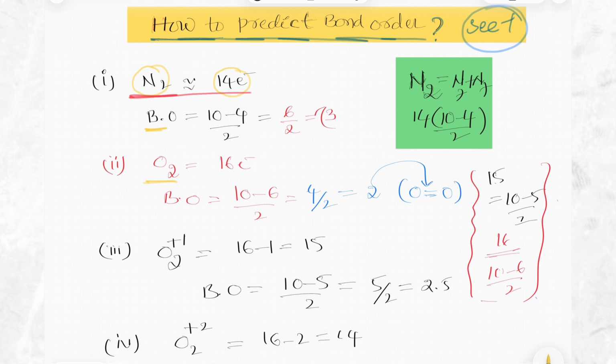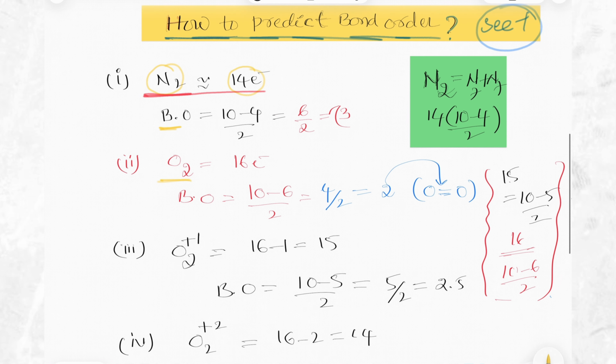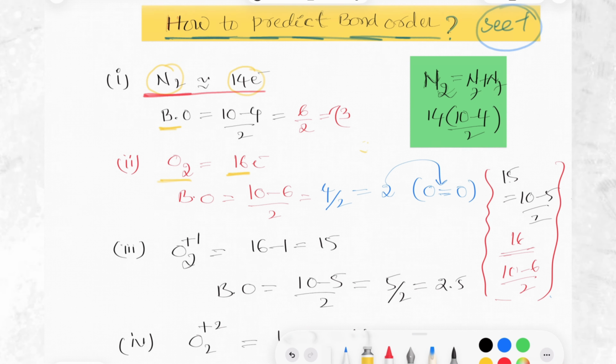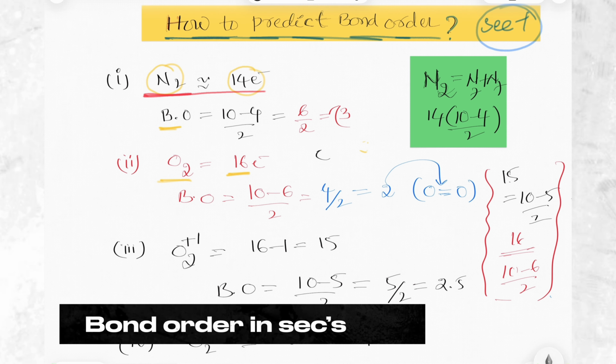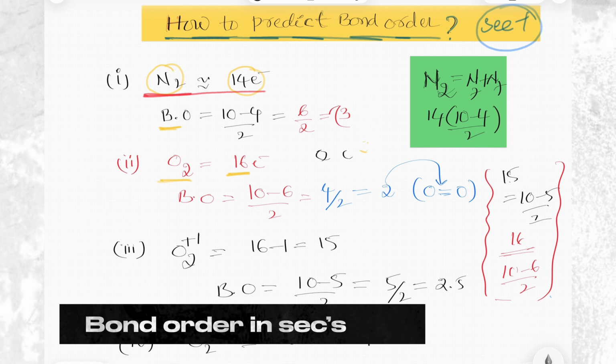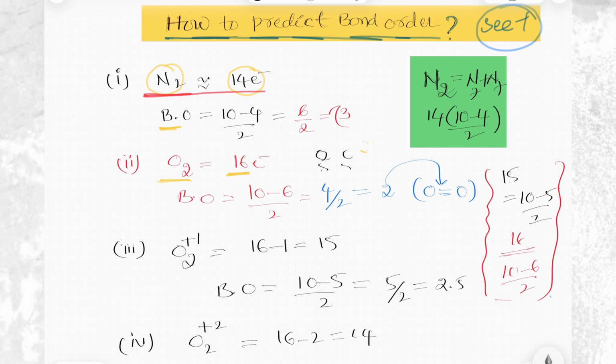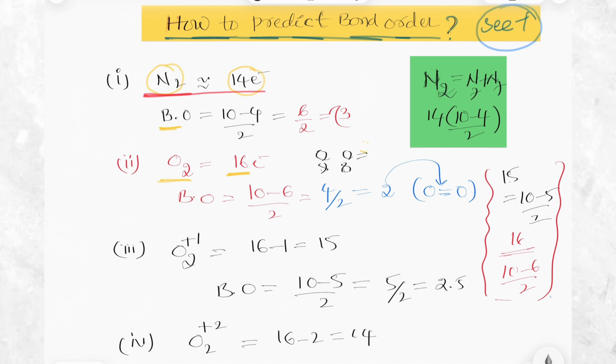We don't know what the O2 diagram is, but we can find the bond order. Total electrons are 16. How 16? Oxygen plus oxygen. Oxygen atomic number is 8, and 8 plus 8 is 16. So 16 is (10 minus 6) by 2, and the answer is 2.